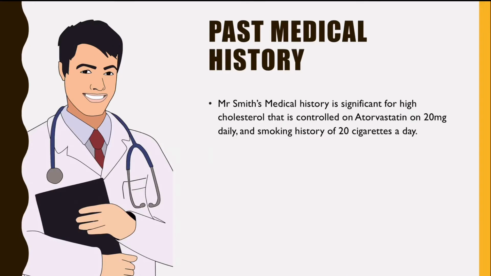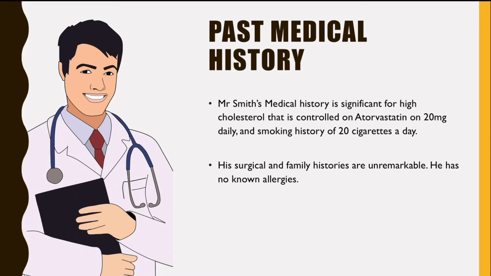So you try to ascertain a bit more of the medical history, and his history is mainly significant only for cholesterol, which is controlled with a statin. Second, you find out that the patient smokes 20 cigarettes a day and has been smoking for about 20 to 30 years, hypothetically. However, everything else is normal. His family history is unremarkable, his surgical history is unremarkable, and he has no known allergies.